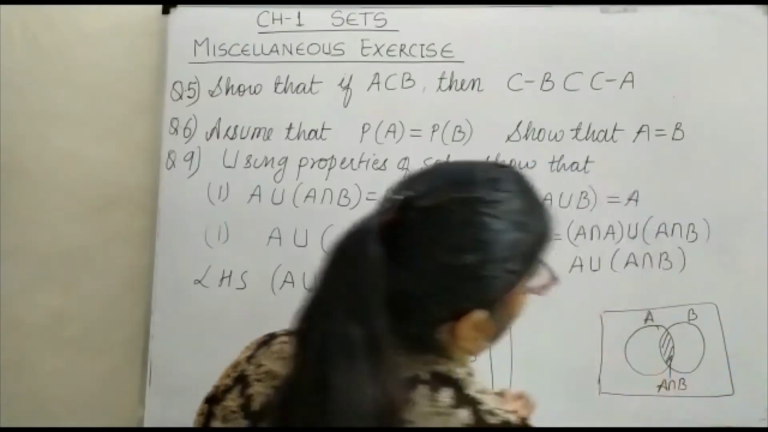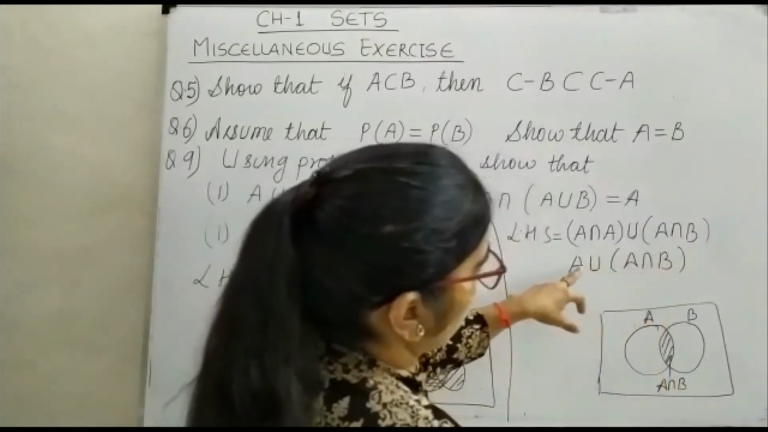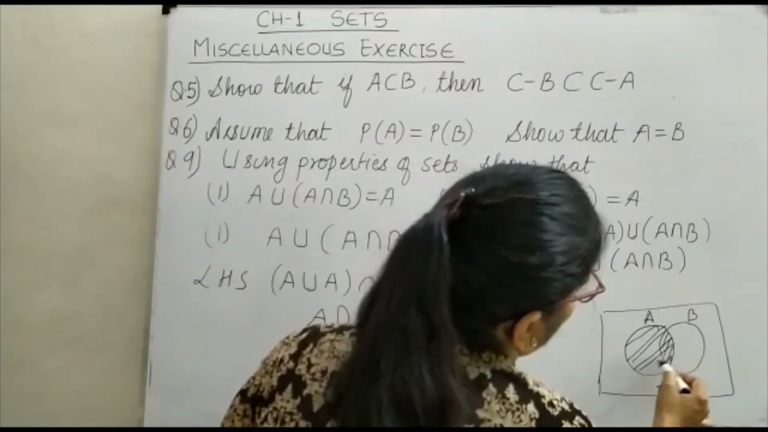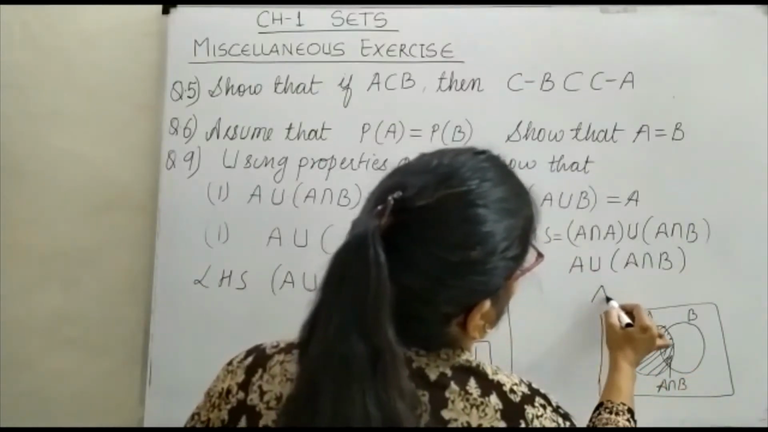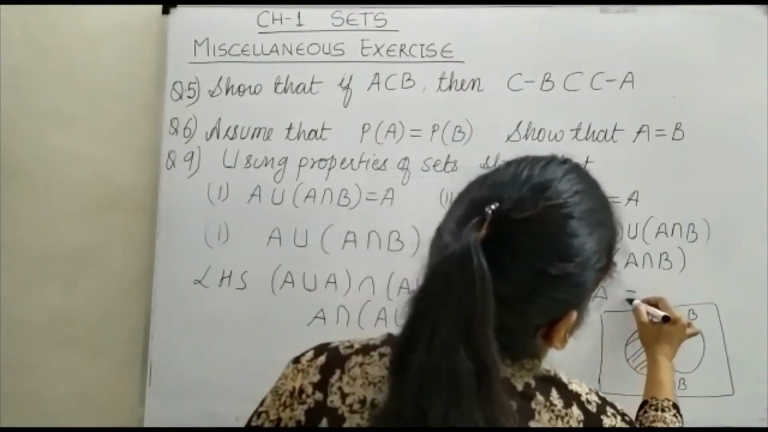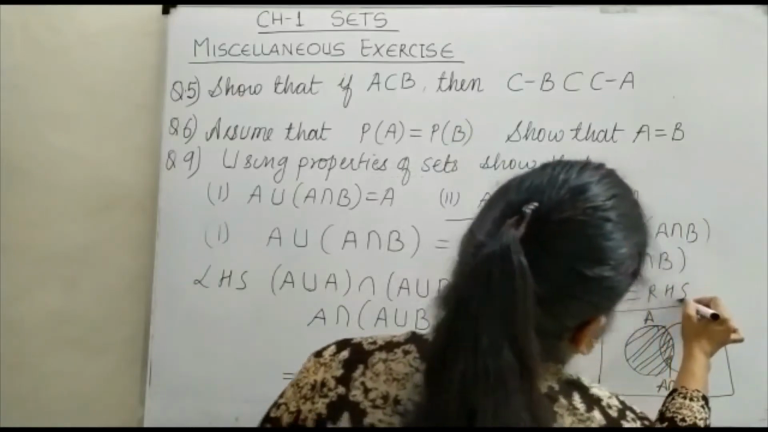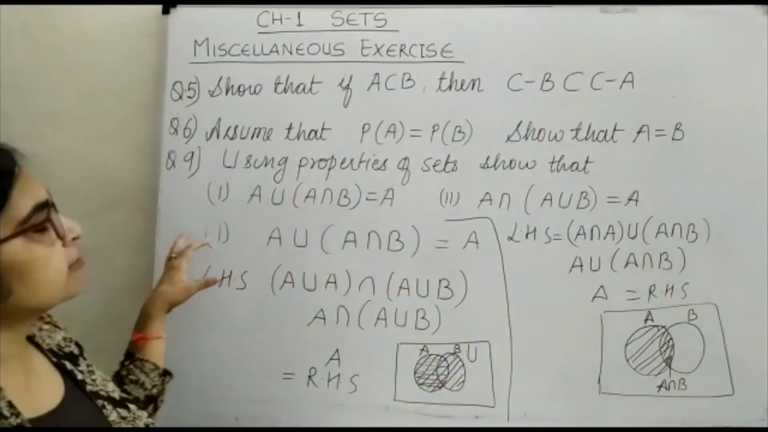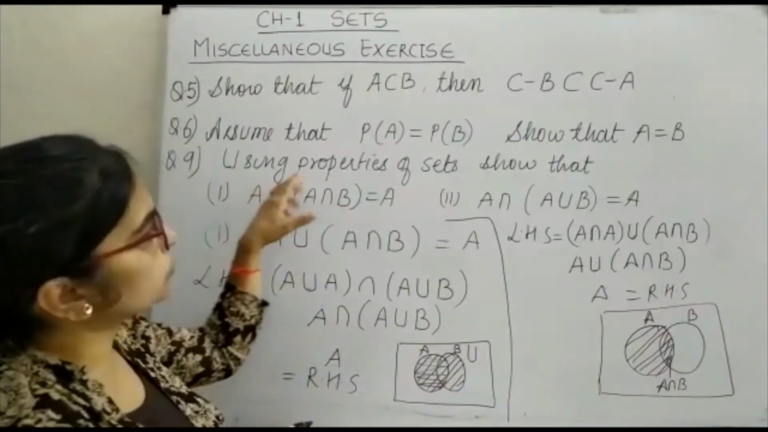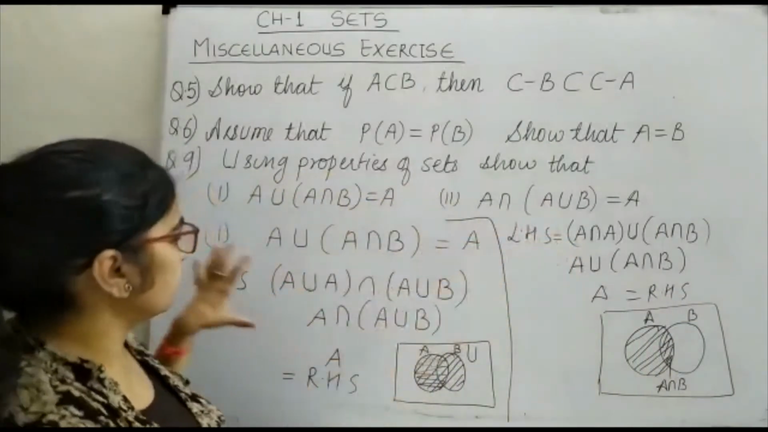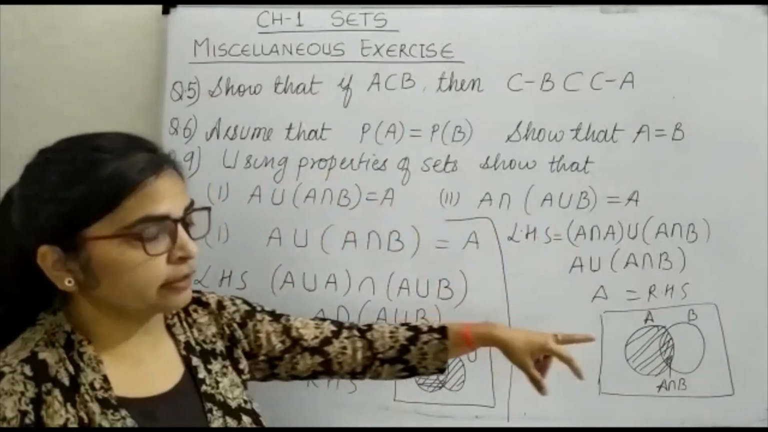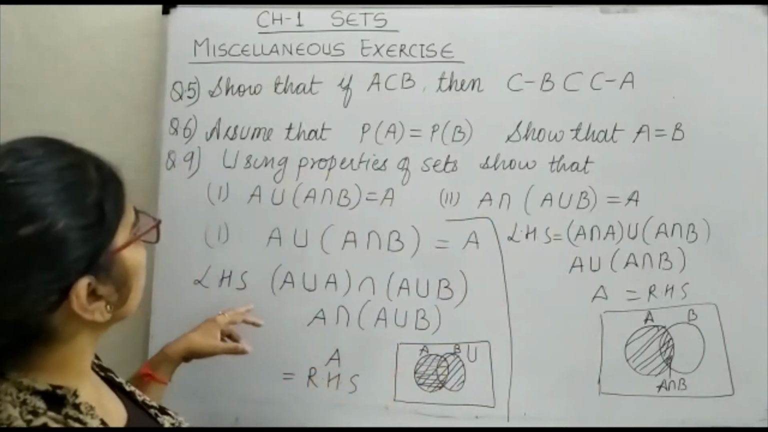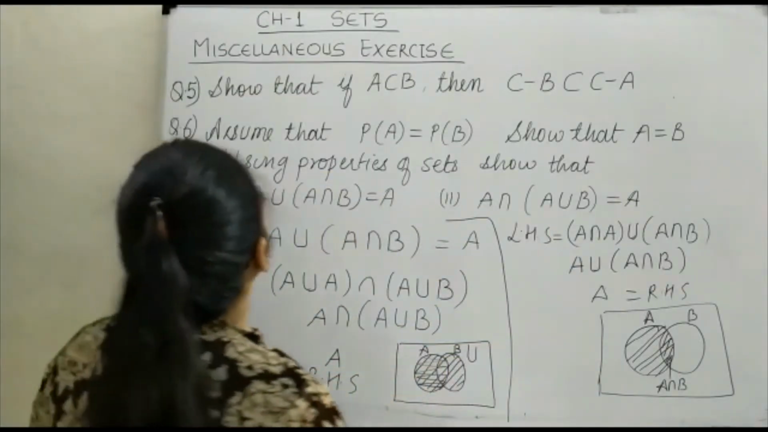When you take the union of A intersection B with the whole of A, right? So what will you get? Obviously A, because when we take the union we get the bigger one. When we take the intersection we get the smaller one. So this is how we have done question number 9 using properties of sets. These are the properties, and we have also made this clear with the help of the Venn diagram. So now let us move on to question number 6.